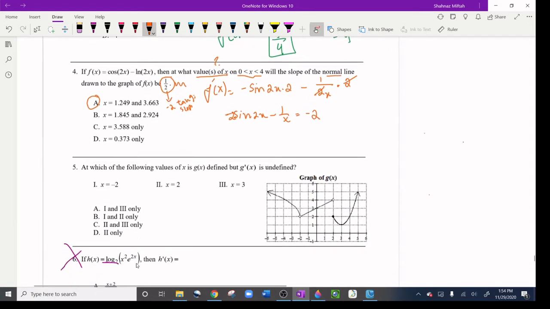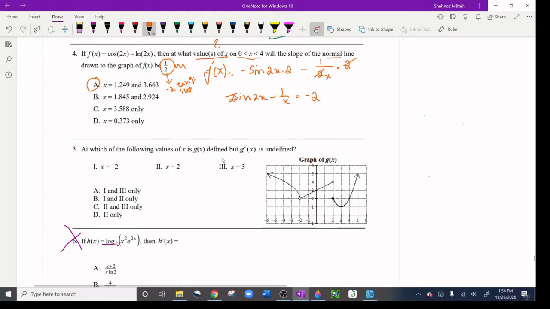Question number 5. At which of the following values of x is g of x defined? Defined means when you plug in x, you are supposed to get some y value. And where is g prime undefined? G prime, when it's not differentiable or it's undefined, you can say for the undefined, either it's making so many tangent lines at the x value, or it's a vertical line, so it's undefined. So let's try -2.